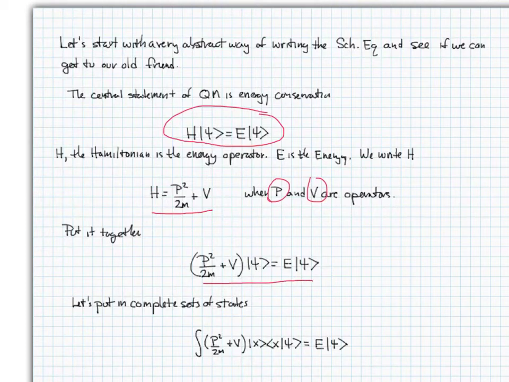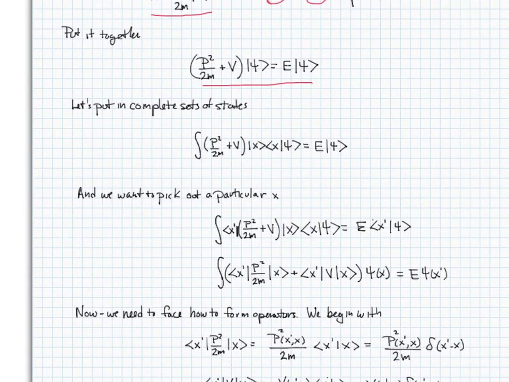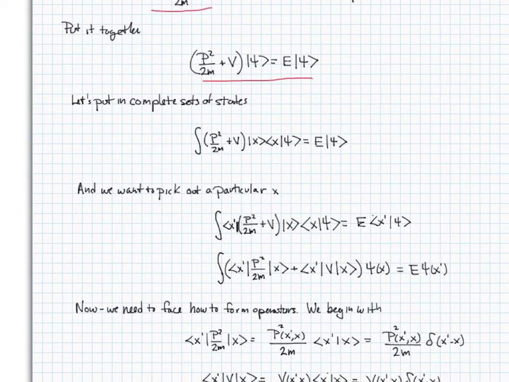Now, I have not written P or V or psi yet in any particular representation. It could be in X, it could be in P, it could be in energy, it could be anything I want. This is very abstract right now. All right, let's put it into X. Let's see if we can get to the normal Schrödinger equation that you know.